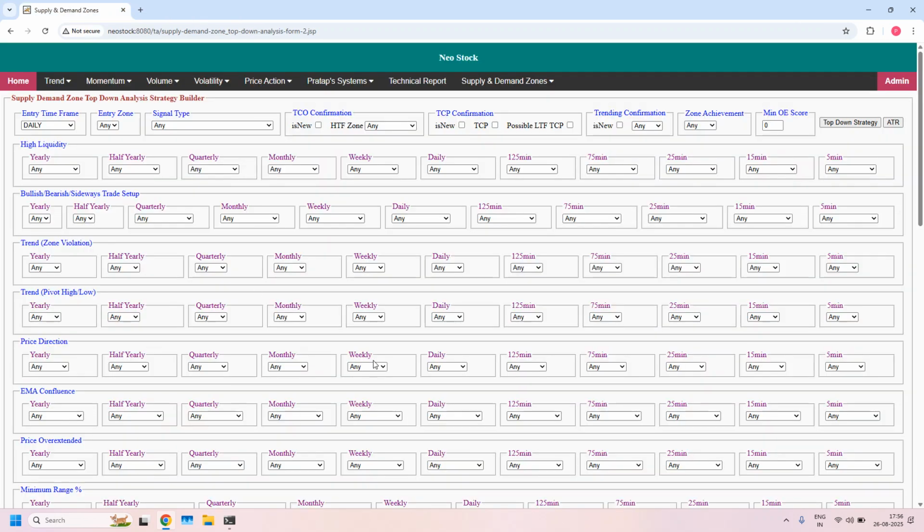Now I am generating different supply demand zone reports with the help of NeoStock Software's Supply Demand Zone Top-Down Analysis Strategy Builder. First, I am going to generate finding the stocks near daily and 75 minutes demand and supply zones. From those reports we can identify high liquidity zones, and using those high liquidity zones we can apply the high liquidity zone strategy that you learned in lesson 21.3 video.